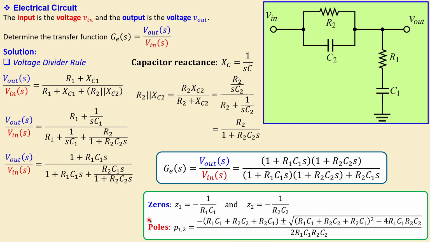Now for the zeros, it's similar. They are minus 1 over R1C1 and minus 1 over R2C2, two zeros. And for the poles, in a similar form, you need to set the denominator to 0, and you will get that. This is the equation we also use for quadratic formulas. Again, pole 1 is the one with a plus in front of the square root, and pole 2 is the one with the minus sign. Okay, that's it for this electric circuit.